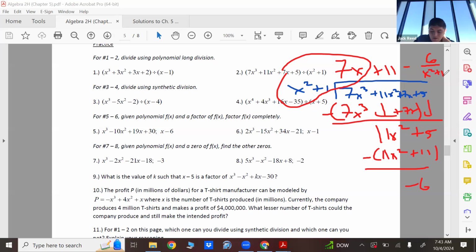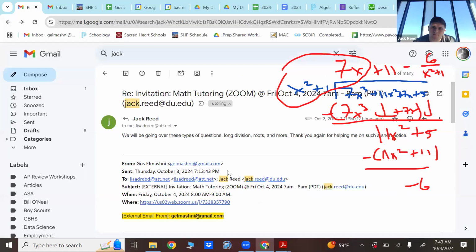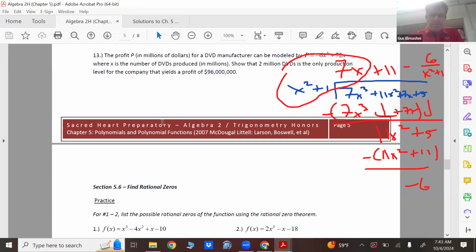Hope that makes sense for that one. It's starting to. Good. Okay, all right, so that's long division. You said rational roots. Yes.